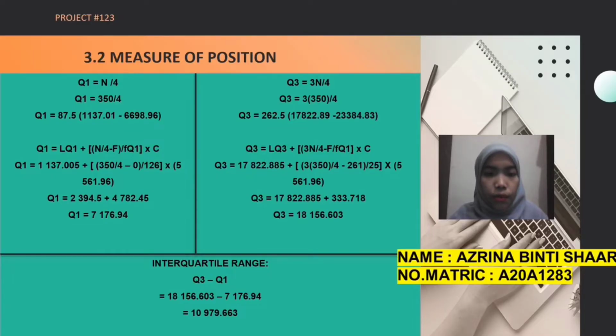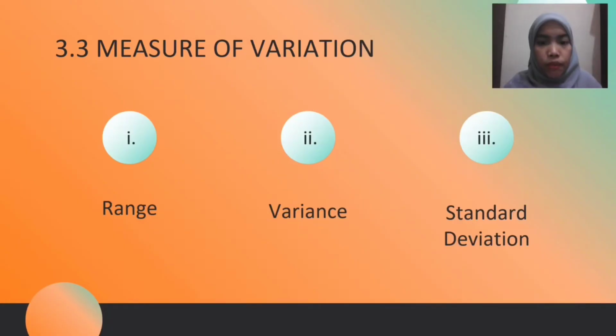For measure of position, we need to find Q1 and Q3 by using this formula. For Q3, n must be multiplied by 3 first. After we got the answers for Q1 and Q3, then we can calculate the interquartile range, which is Q3 minus Q1, and we got 10979.663.